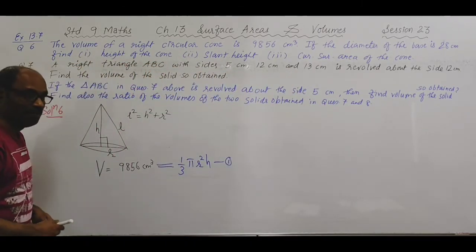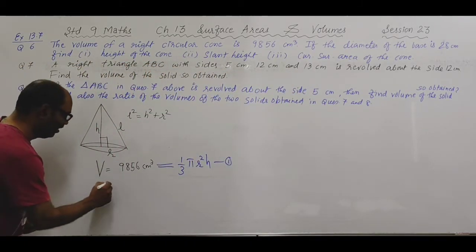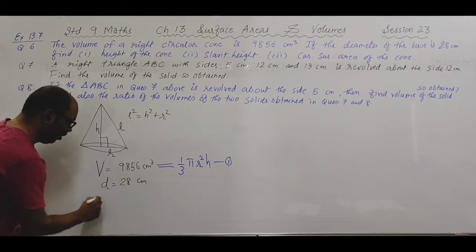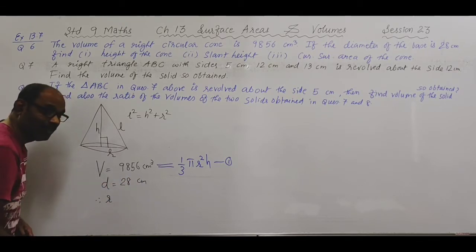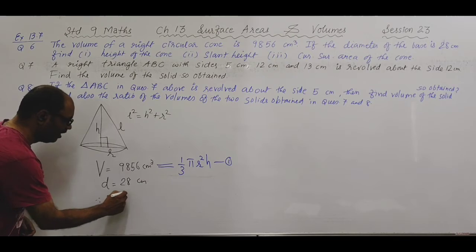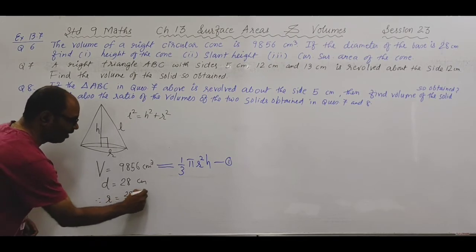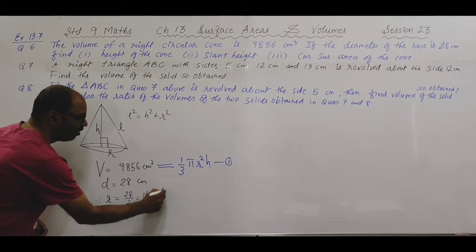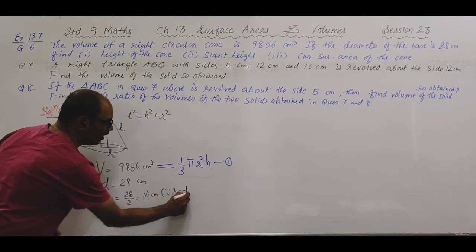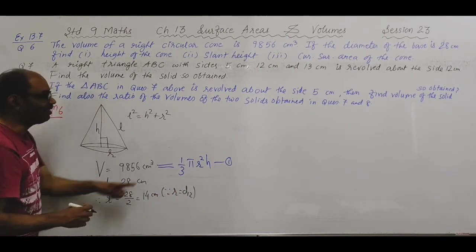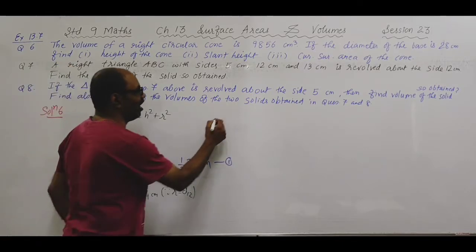The diameter of the base is 28 centimeter. So D for diameter, that is 28 centimeter. We always require radius for the calculations. So let's find out radius. Radius will be 28 upon 2. That is very easy. So I'll write 14 centimeter because radius is equal to D by 2. Yes. Now I'm going to use equation 1.